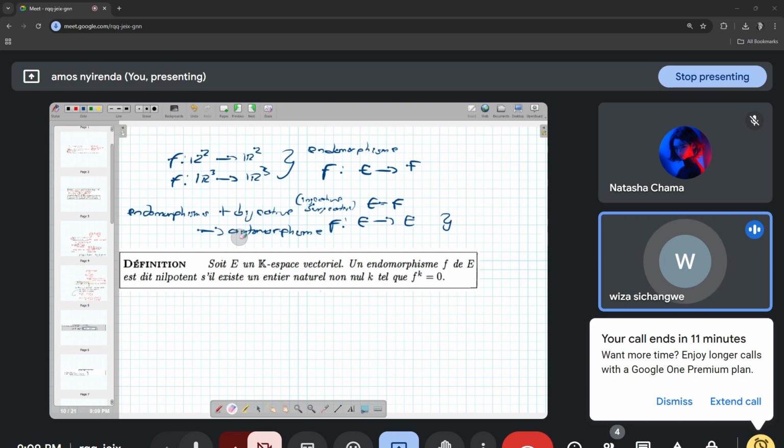Automorphism and isomorphism. Bien. So let's first, everything starts from an endomorphism, right? An endomorphism is a mapping within the same espace. So from R2 to R2 is an endomorphism. From R3 to R3 is an endomorphism. Now, endomorphism plus bijectivity gives us a what?